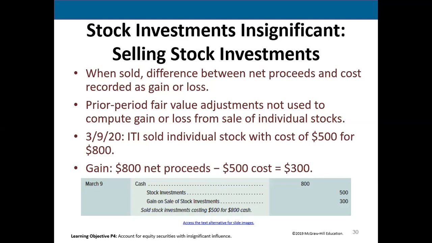So debit cash to show they got the cash of $800, credit the stock investment account where we originally recorded the purchase for $500, the portion that we just sold, what we originally paid for it, to decrease that account. And then the difference is put on gain on sale of stock investment, which again goes in your other revenue and gain section of your income statement. This is an actual gain.